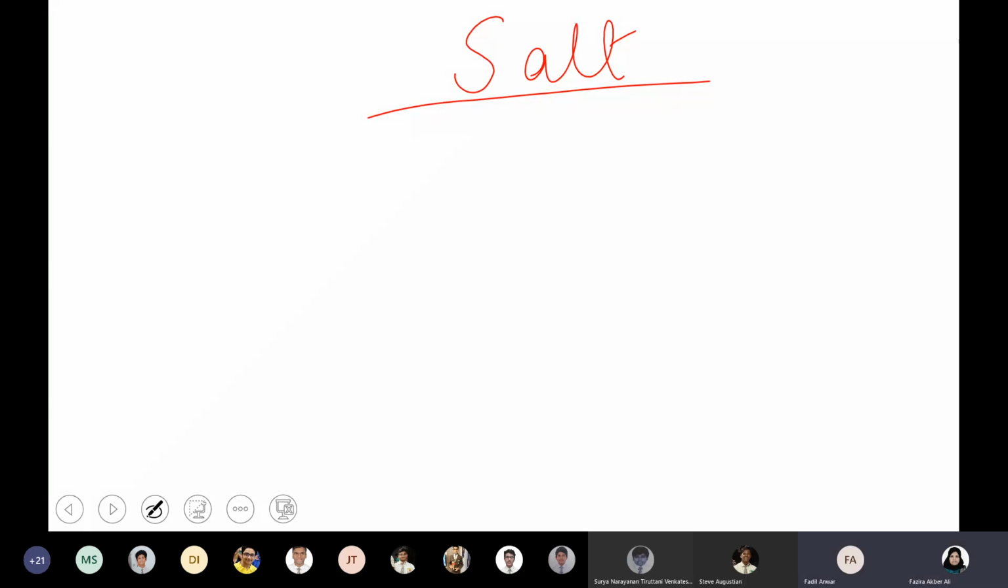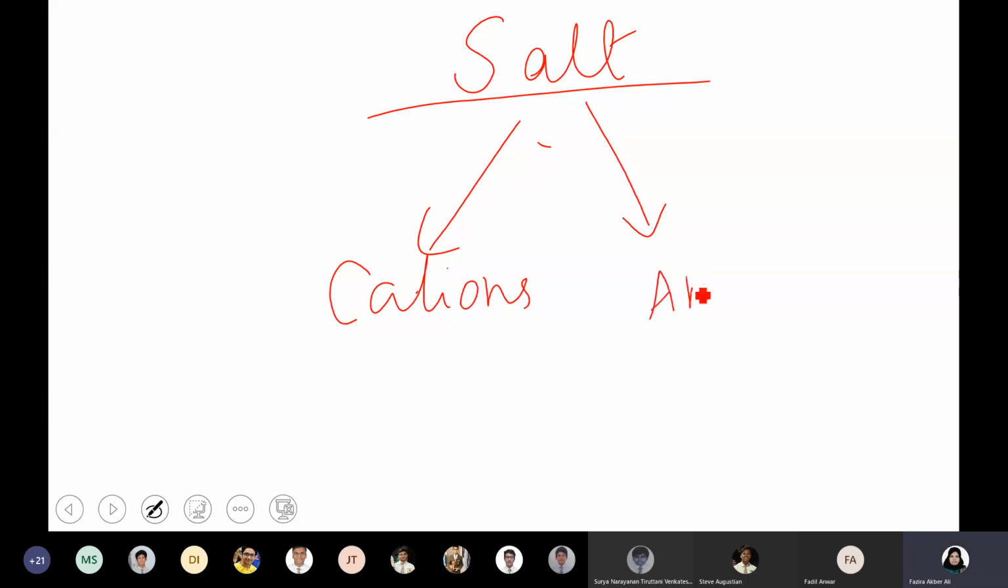Ions. Or you can say salts are ionic compounds, right? Because yes, they are made up of ions. So salts are basically ionic compounds. They contain ions. So salts can have two different types of ions, that is cations and anions.